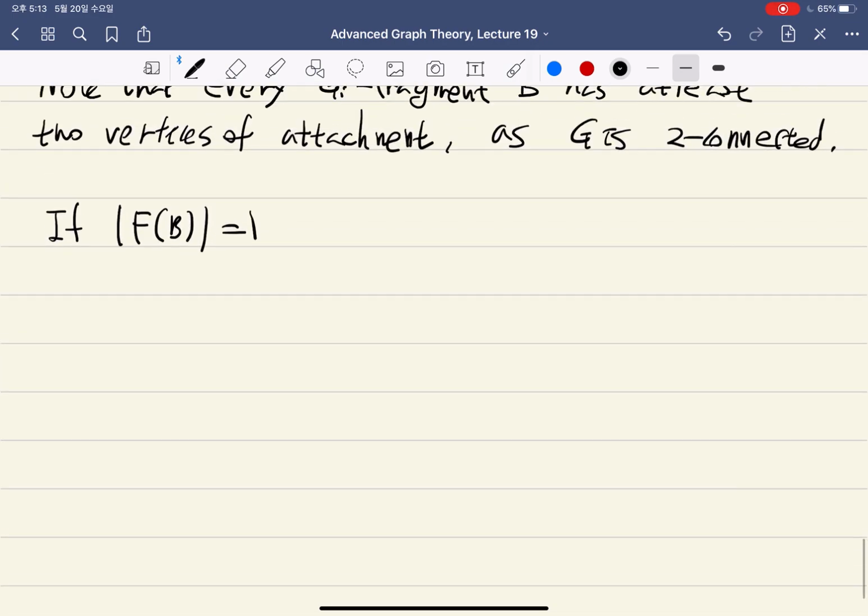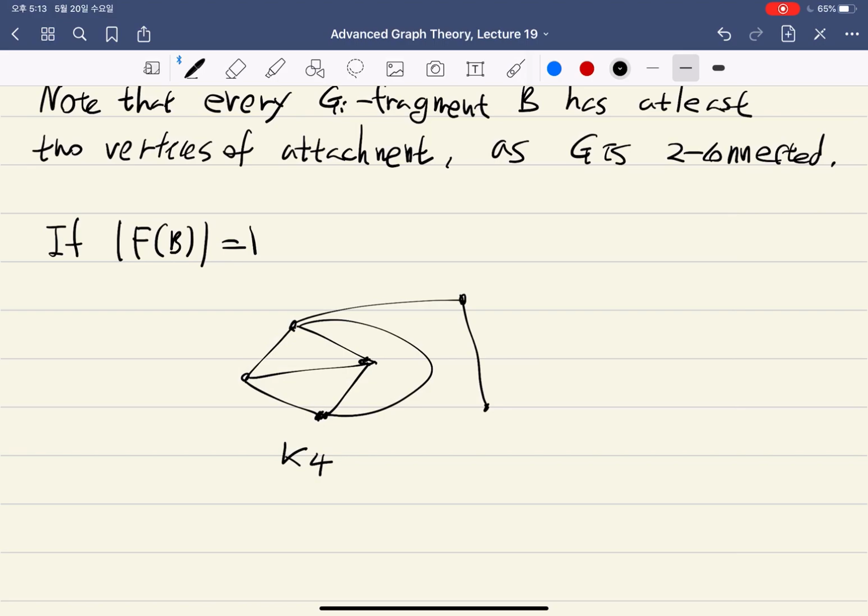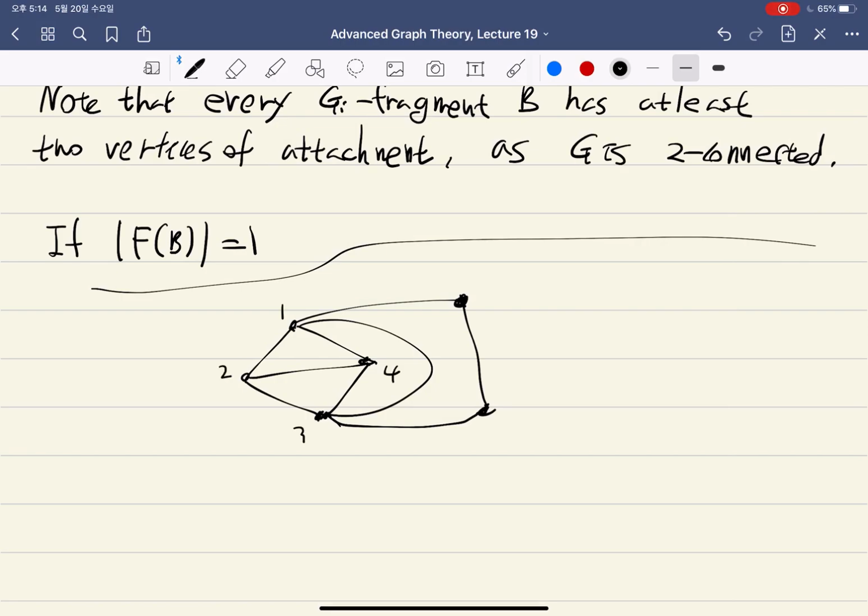Okay, so before doing this, let me recall again. Consider this simple example of K4. Let's consider this simple example of a graph. And if we do the above approach, let's say we embed this 1, 2, 3, 4 and this 1, 2, 3, 4.